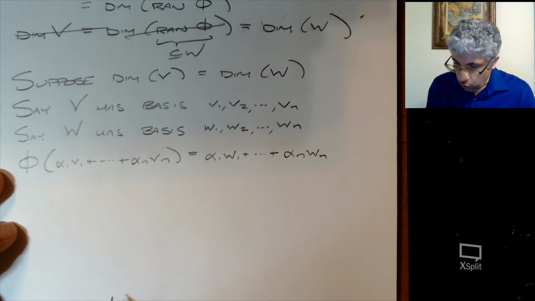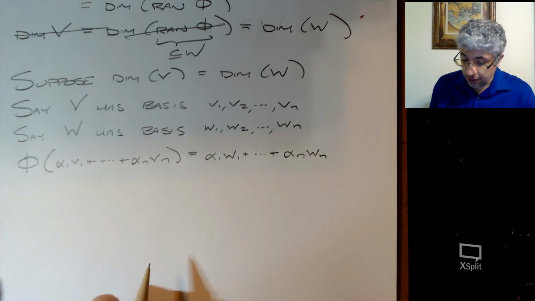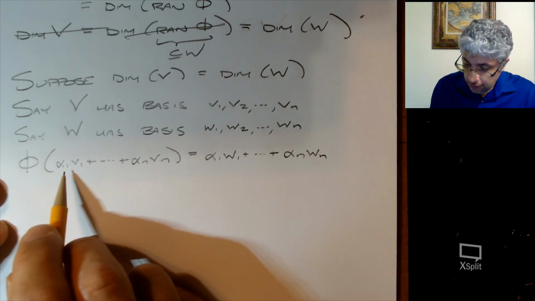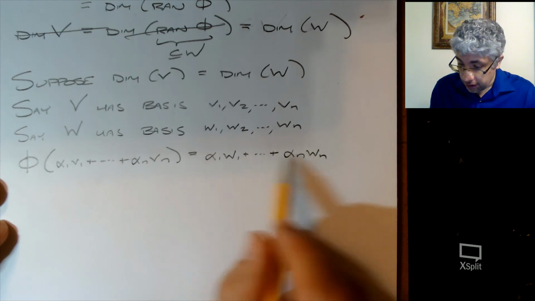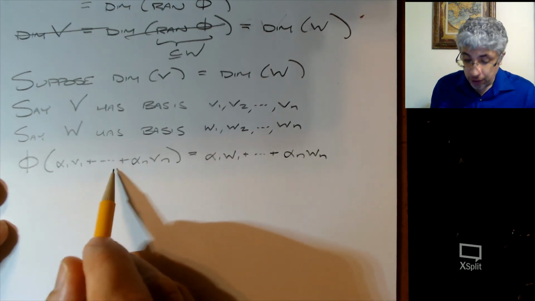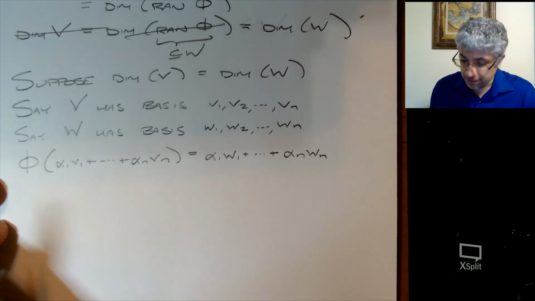Okay, so what do we want to show? Well, we want to show that this phi is an isomorphism. So let's think about it. Is it injective and is it surjective? So let's think about that. Is it surjective first? Well, any element of w can be written in this form, and we have the element right here that goes to it, so it's definitely got to be surjective.